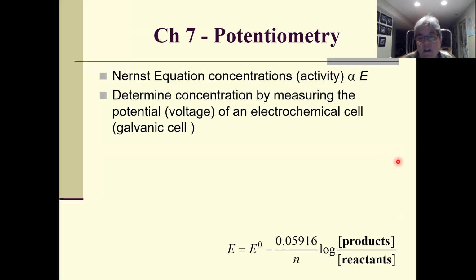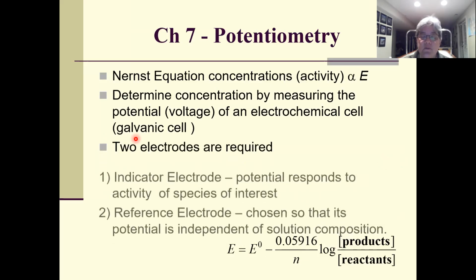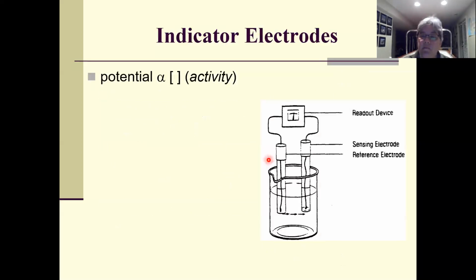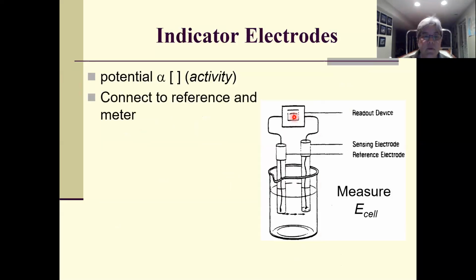Okay, so remember, potentiometry is the Nernst equation where we measure potential, and that's going to tell me about concentration of some species. Really, it's activity, but we say concentration. So we use galvanic cells for this. And remember, we use 2 electrodes. There's the indicator, that's the one that responds to whatever I'm trying to measure, and then the reference electrode. So we just set them up, reference electrode, our indicator, and we put in a meter, measure potential. That tells us about concentration.